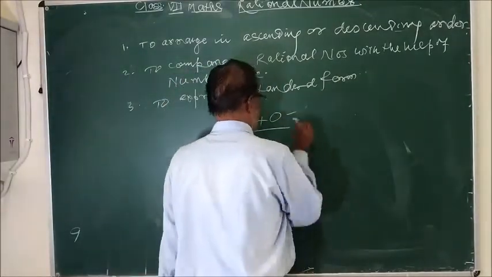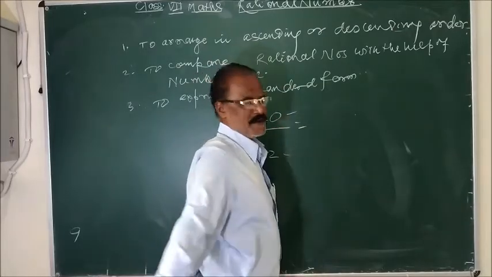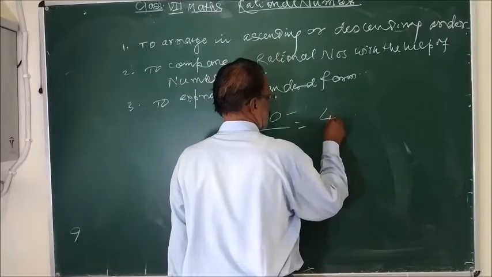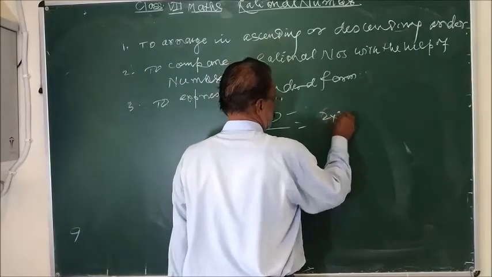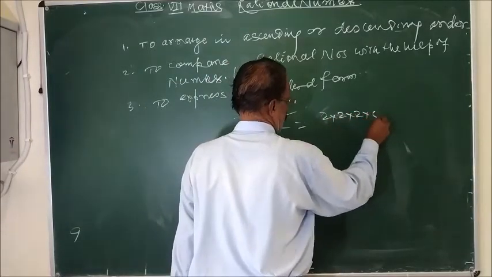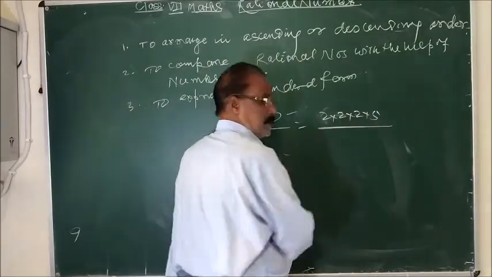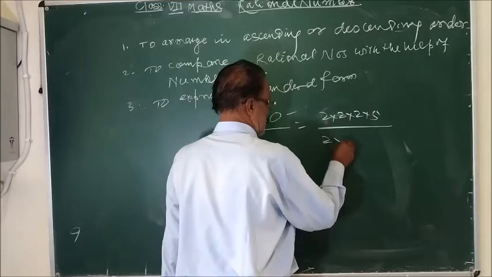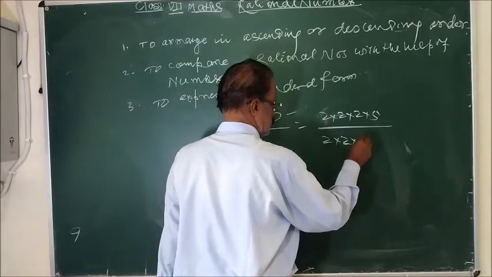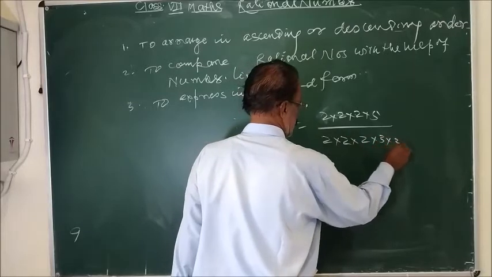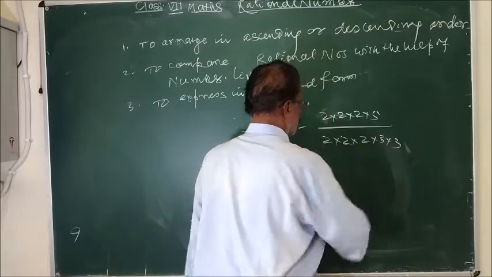One method I will tell you, a very simple method. You find the prime factors of the numerator and denominator. Prime factors we can find in the rough. 40 is 2 into 2 into 2 into 5. This is the prime factorization of 40. And now you find the prime factors of 72: 2 into 2 into 2 into 3 into 3.